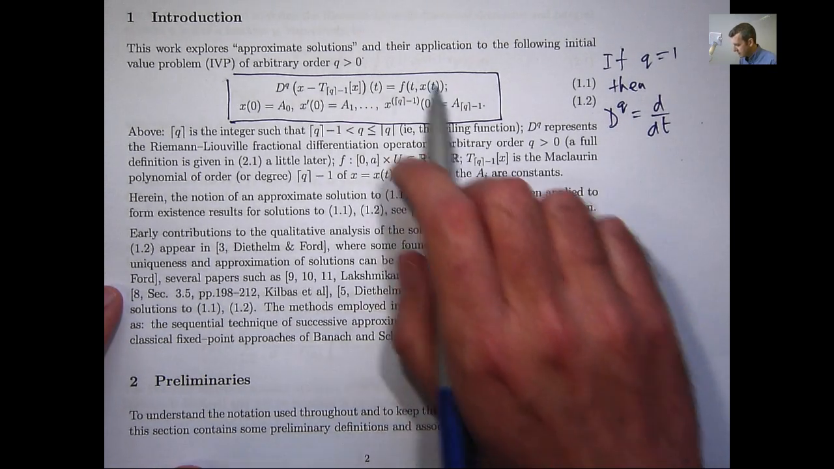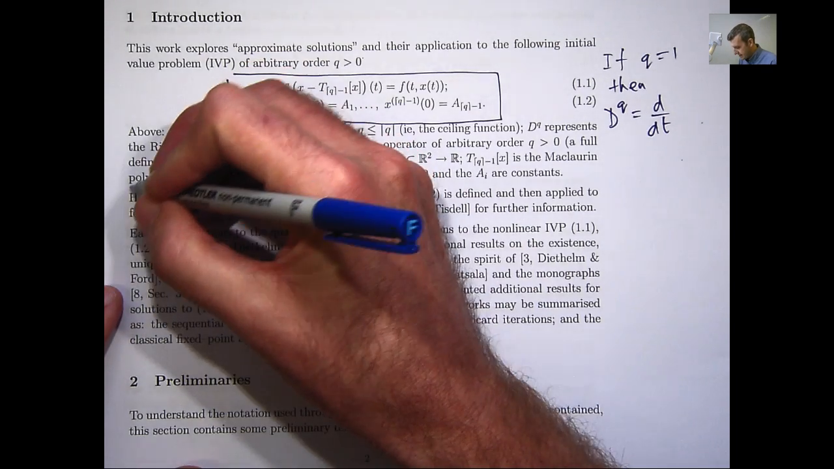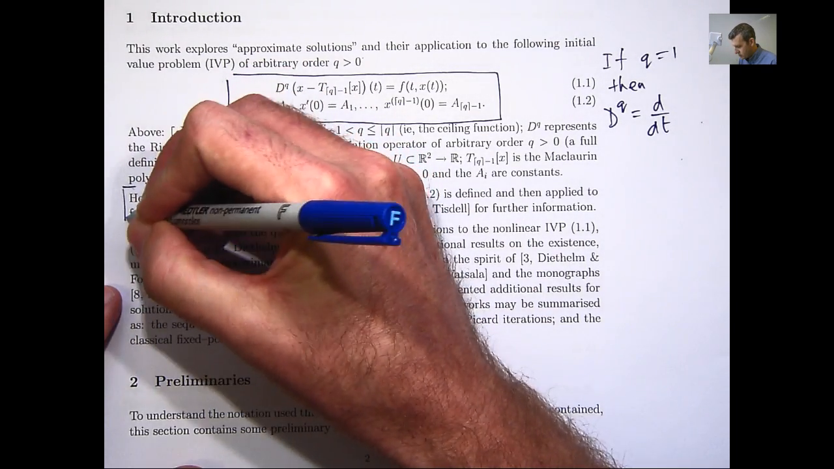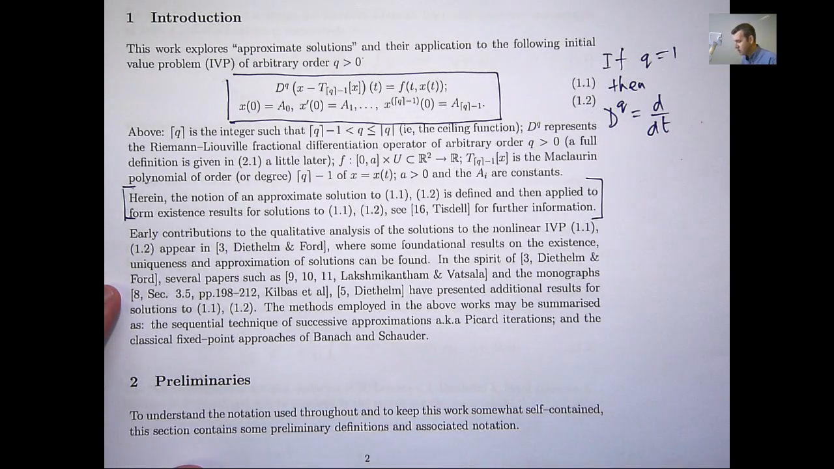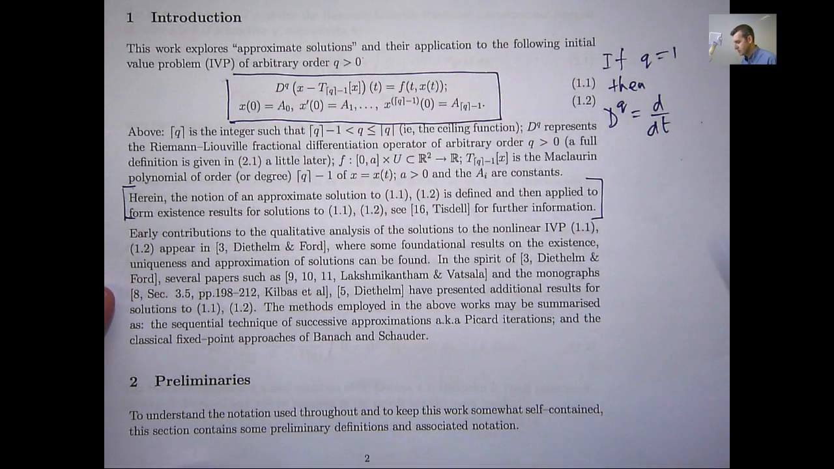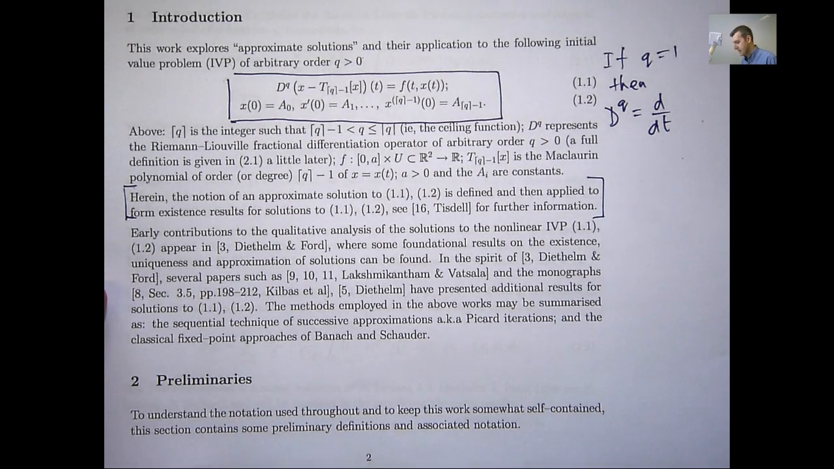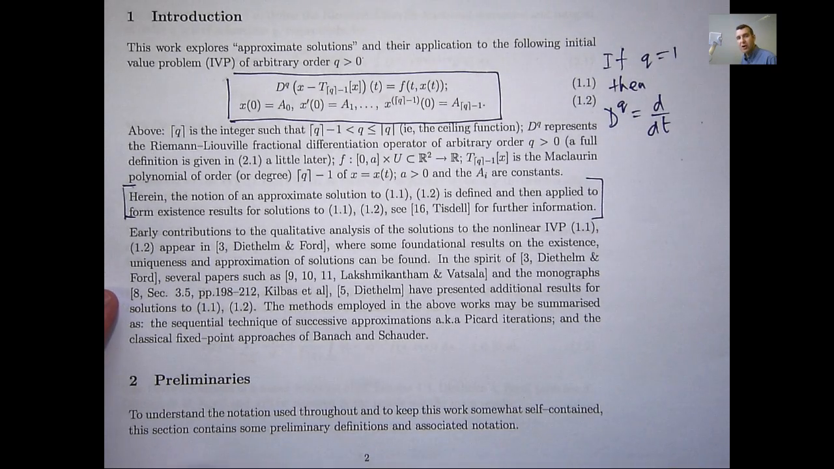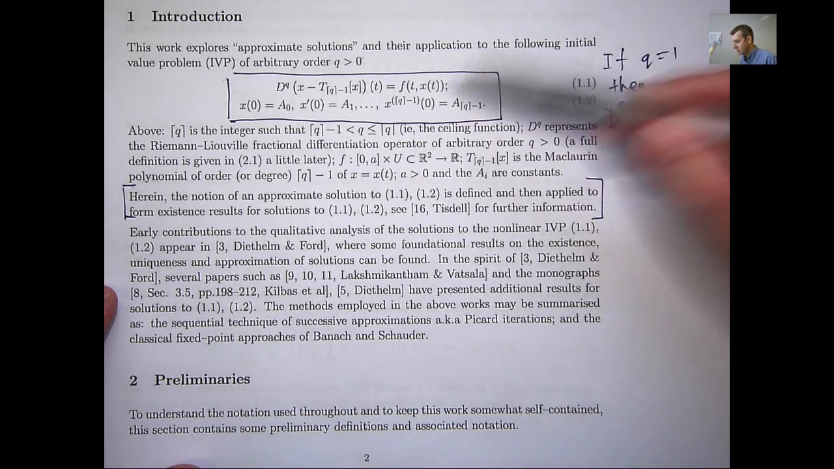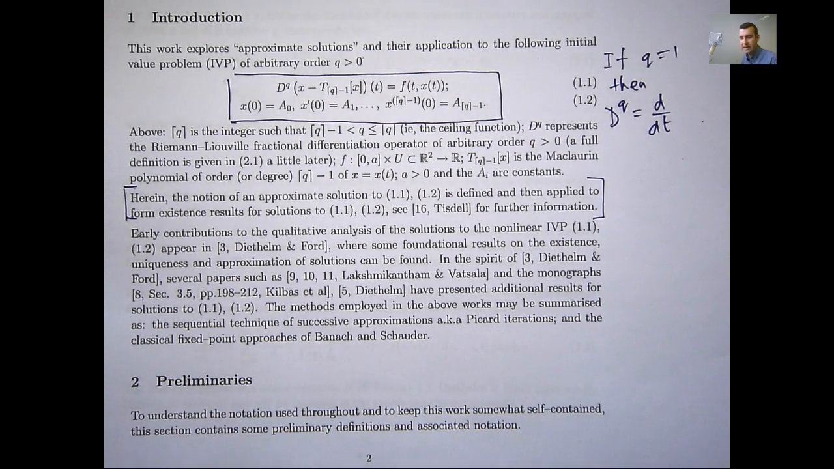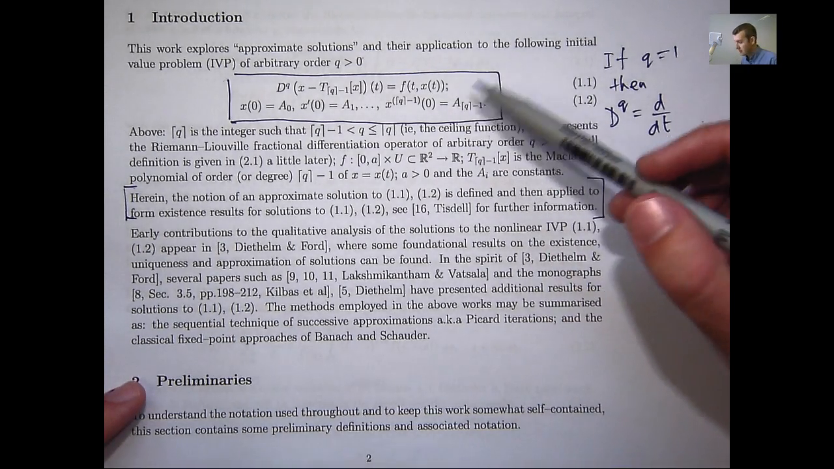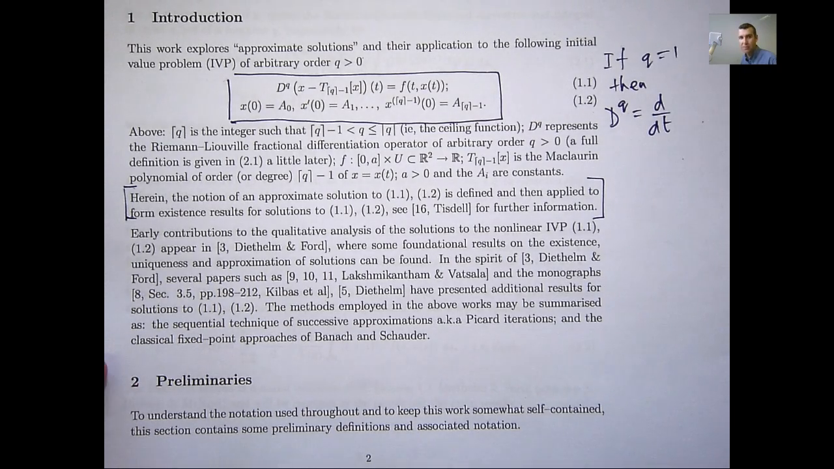So we're going to look at this general problem and introduce the idea of an approximate solution to this general problem. And then we're going to apply the ideas to form so-called existence theorems for solutions to this problem. So essentially showing that under certain conditions, this problem has at least one solution.